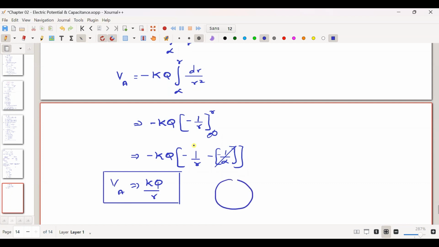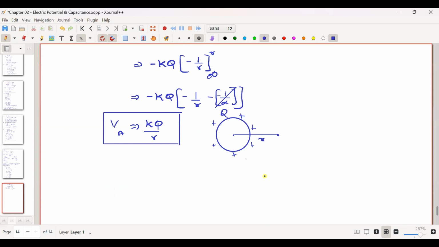If I have a sphere, charges residing here, from this point at a distance R outside the sphere, and let's say Q is the charge given, the potential is coming out to be KQ by R. So it is similar to as if all the charges are concentrated at this point. This is equivalent to saying that I have a point charge Q at a distance of R. Potential V at this point A is going to be KQ by R. Here also V at point A is coming to be KQ by R.